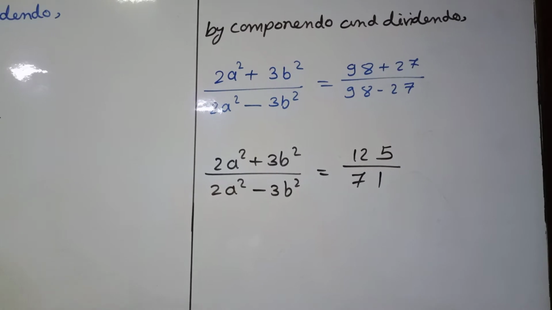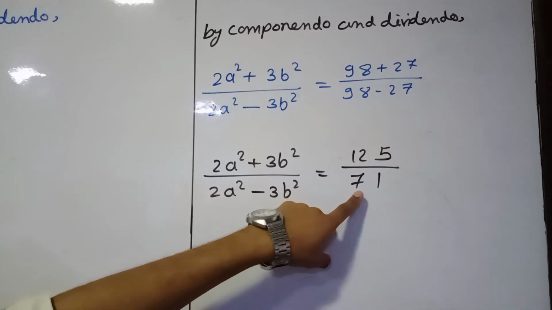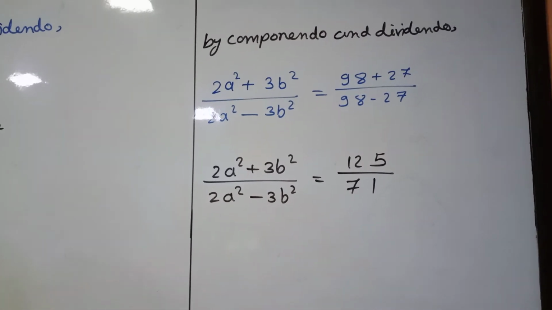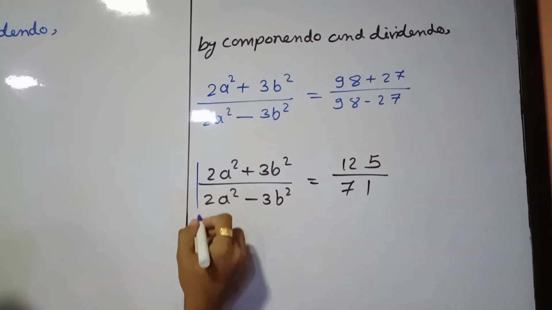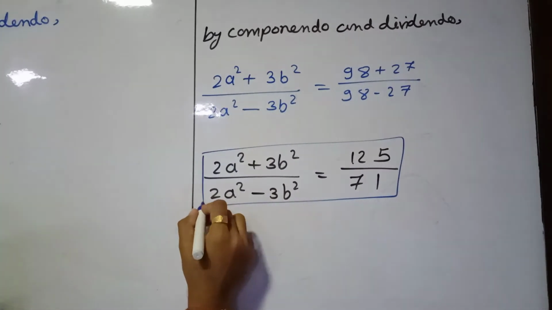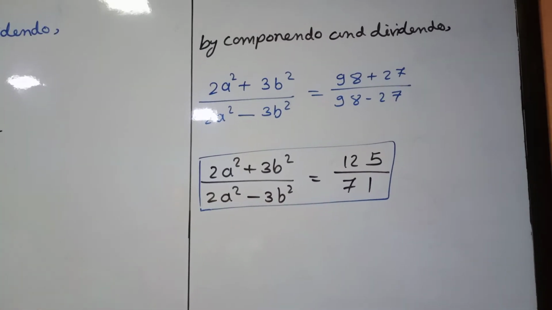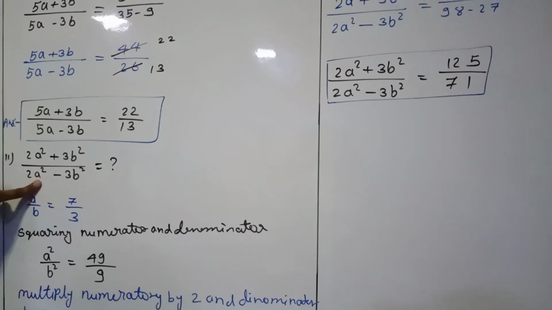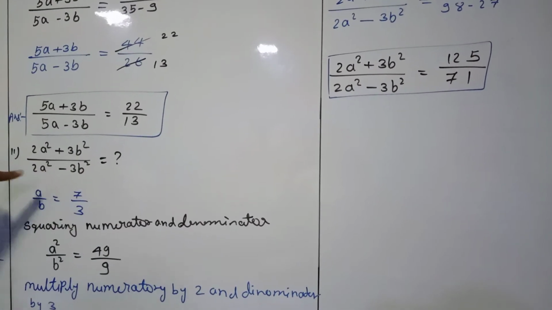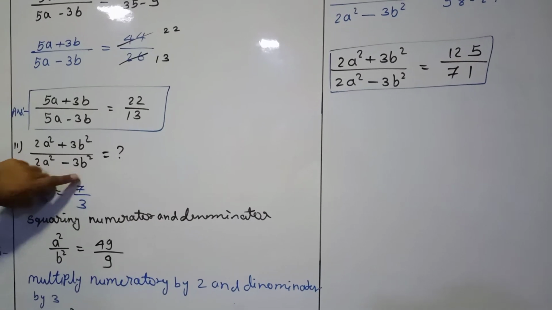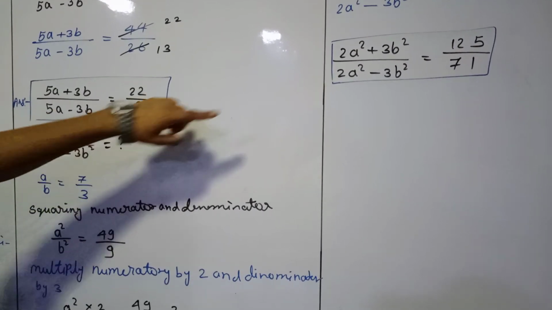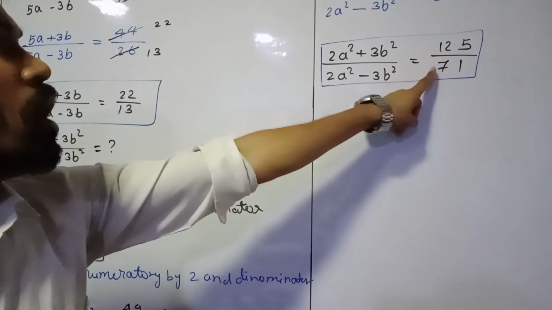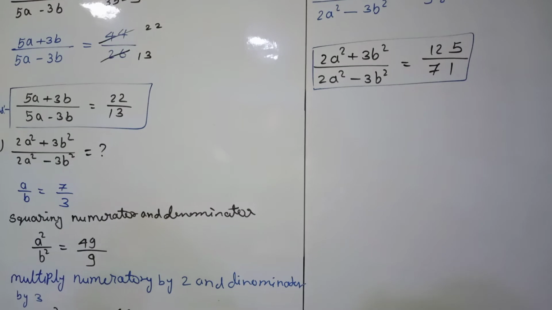71 is a prime number, so we cannot do any more cancellation. So it will become our answer. Means we converted that a upon b into the form of the question what they are asking. You can see here we have 2a square plus 3b square upon 2a square minus 3b square, and this a upon b turns to the same as the question, and at the same time we got 125 upon 71 at the right hand side.